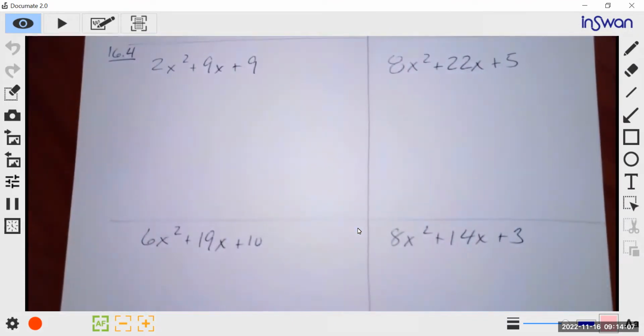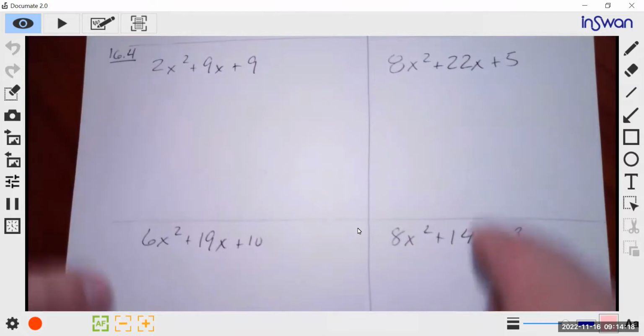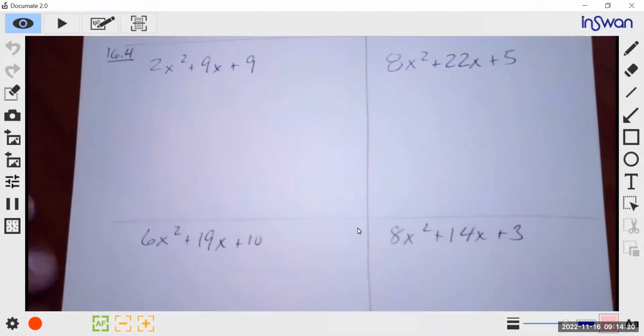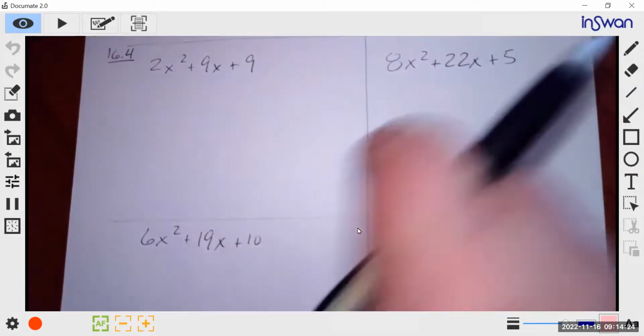Pick 2 of them from these 4 on this page. I'm gonna do the first one. Okay. Go ahead and work on those, and I'll fill in these, so when I scan these, you can have all the examples. So go ahead and do these first and last one, and I'll go ahead and work these out.